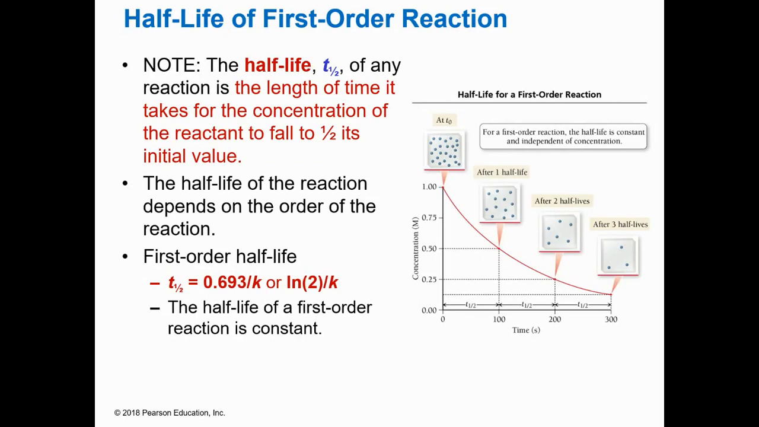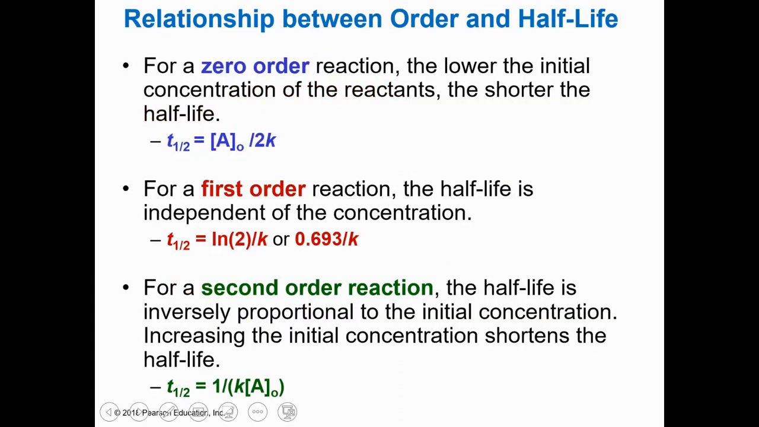Okay, but it is literally the amount of time it takes for the concentration to fall to half of its original value. Remember, first order is the only one I'm going to ask you to calculate. It's 0.693 over k. Okay, here's the other two, zero and second order, but again, normally we don't use those. Normally, half-life is first order.